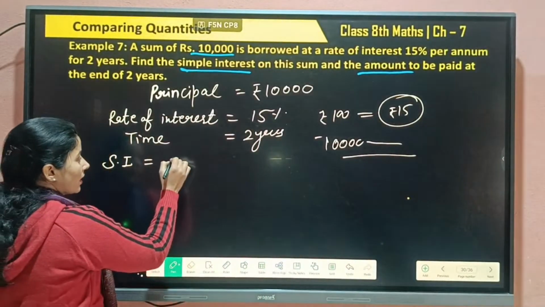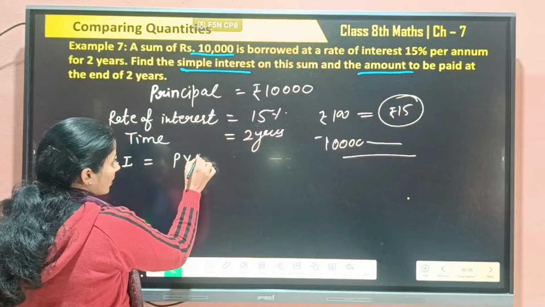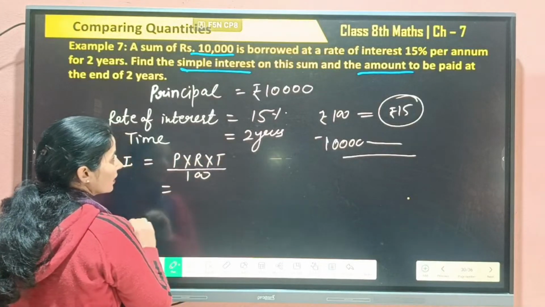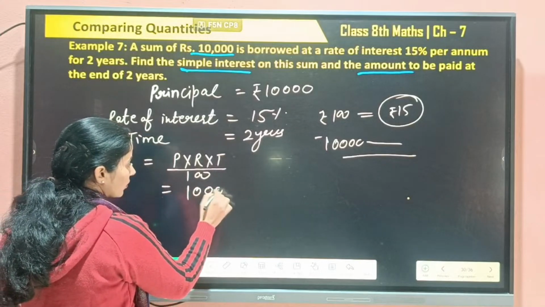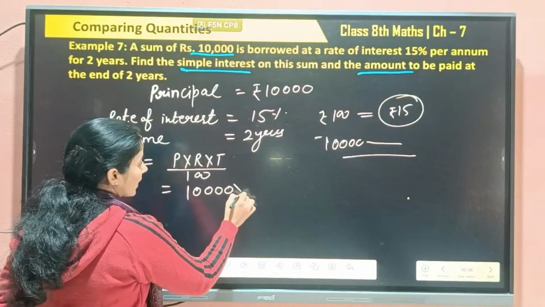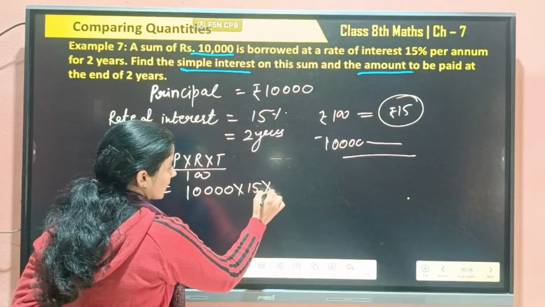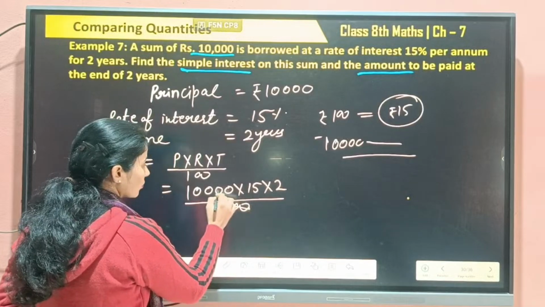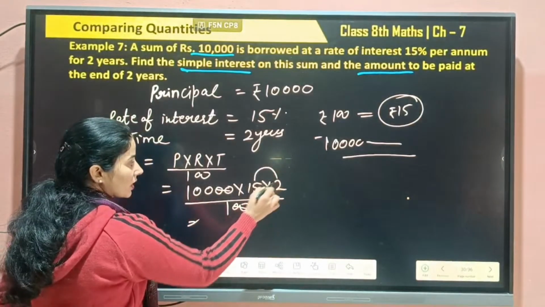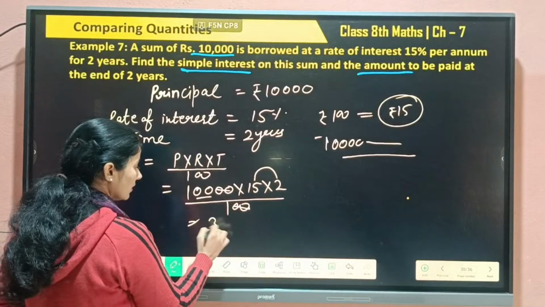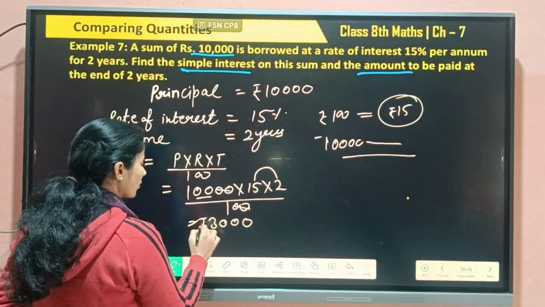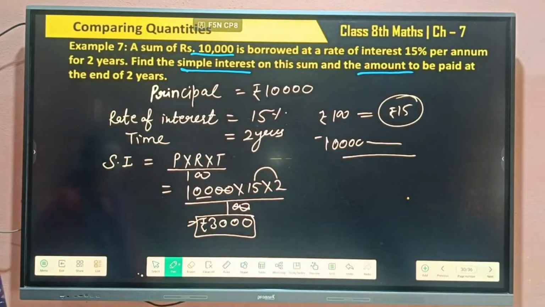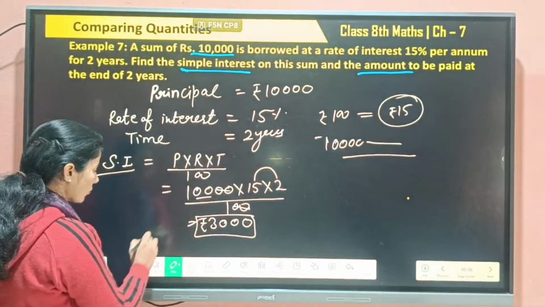And with the formula, principal into rate into time by 100. Principal is 10,000, rate is 15% and time is 2 years, by 100. 100 and 100 cancel. It is 15 into 2, 30. 30 into 100, 3,000. This is the simple interest, 3,000.